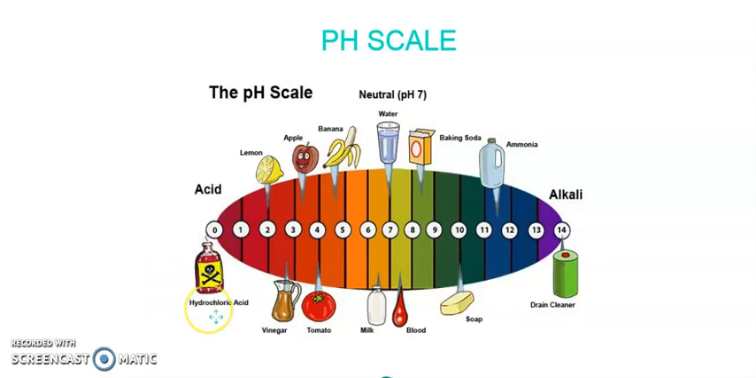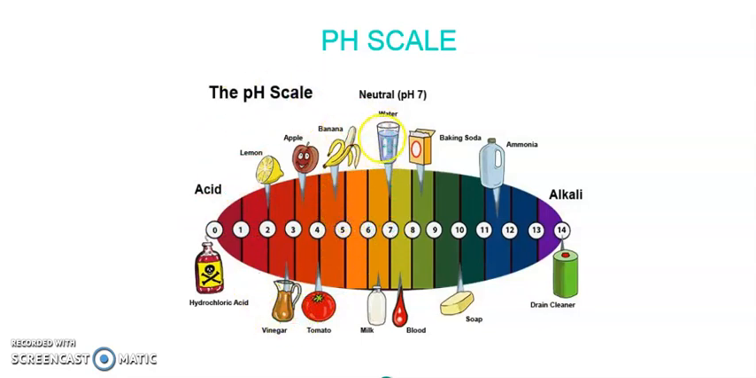Hydrochloric acid is the acid that you use in your lab. Lemon has pH 2, which means it is a little less acidic than hydrochloric acid. Lesser than that is vinegar, then apple, lesser than that is tomato, lesser than that is banana, and at around 6 to 7 is milk, which is the least acidic among all of them. It is acidic, but it is less acidic than the others.